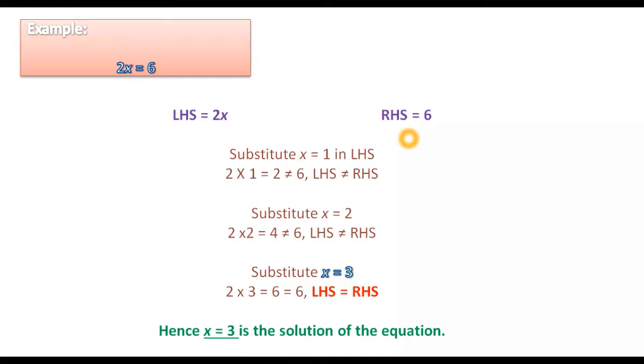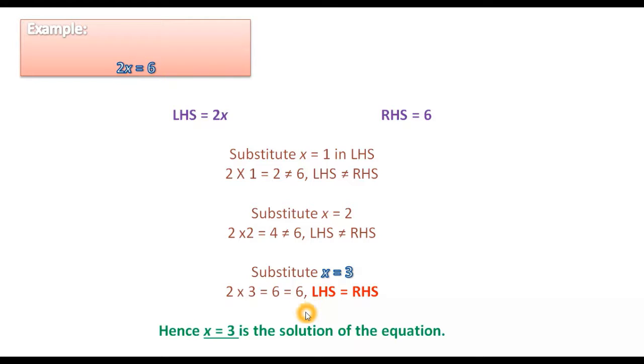So let's substitute another value, x equals 2. 2 into 2, that is 4. See, 4 is not equal to 6. That means left hand side again is not equal to right hand side. Substituting another value, x equals 3. So 2 as it is, and for x you write 3. 2 into 3 is 6. Now see, what is your right hand side? 6. That means here left hand side is equal to right hand side.